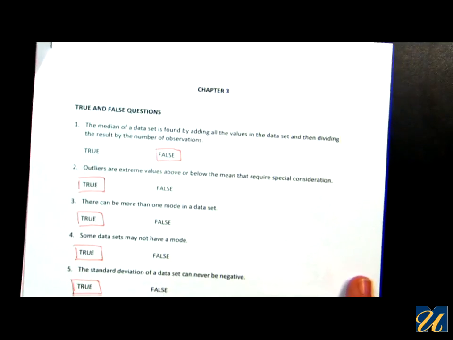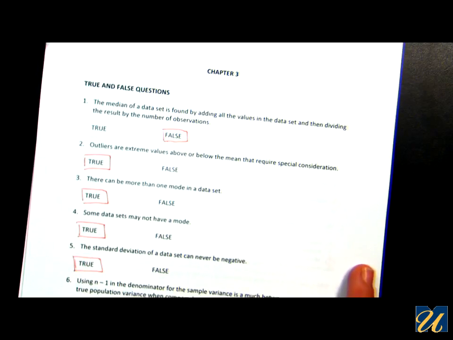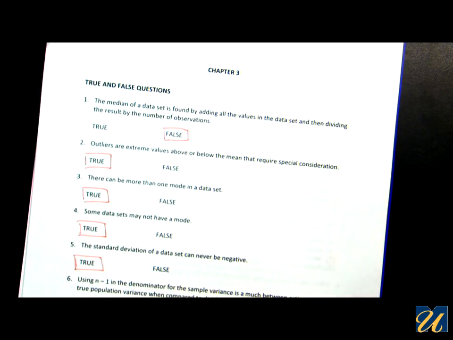So this concludes the true and false questions and examples and problems for chapter 3.